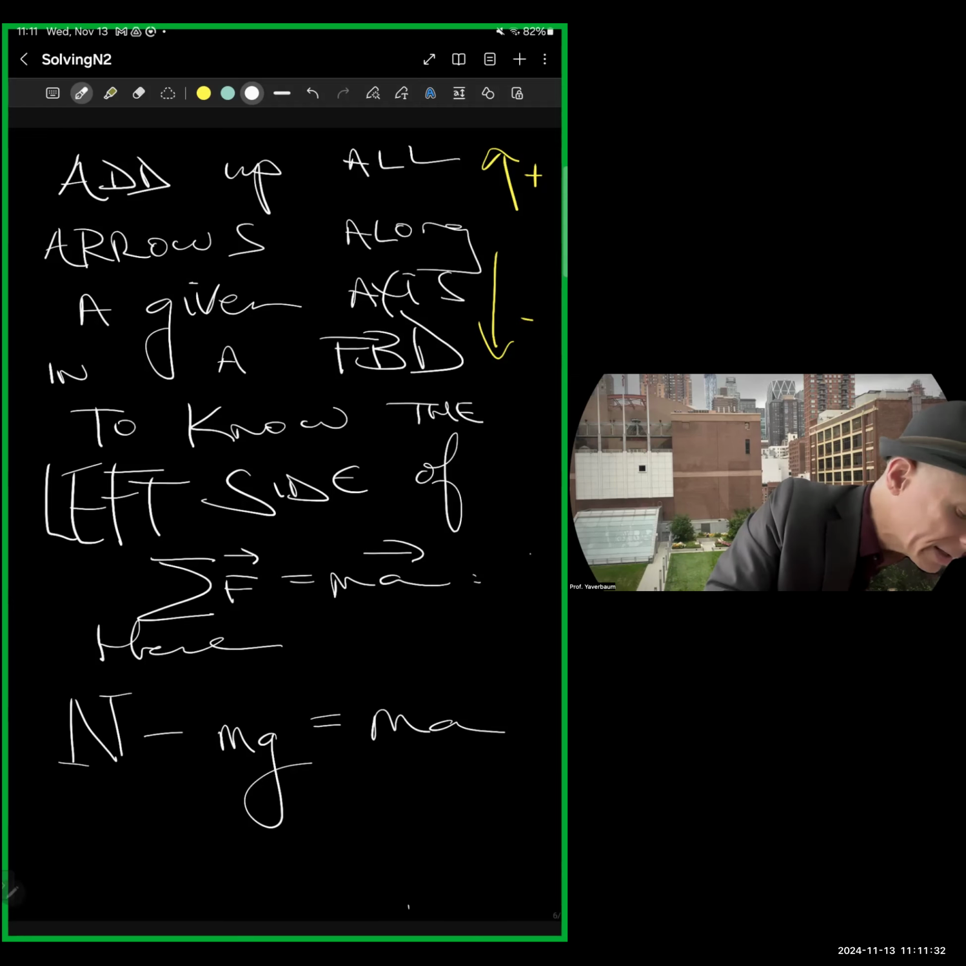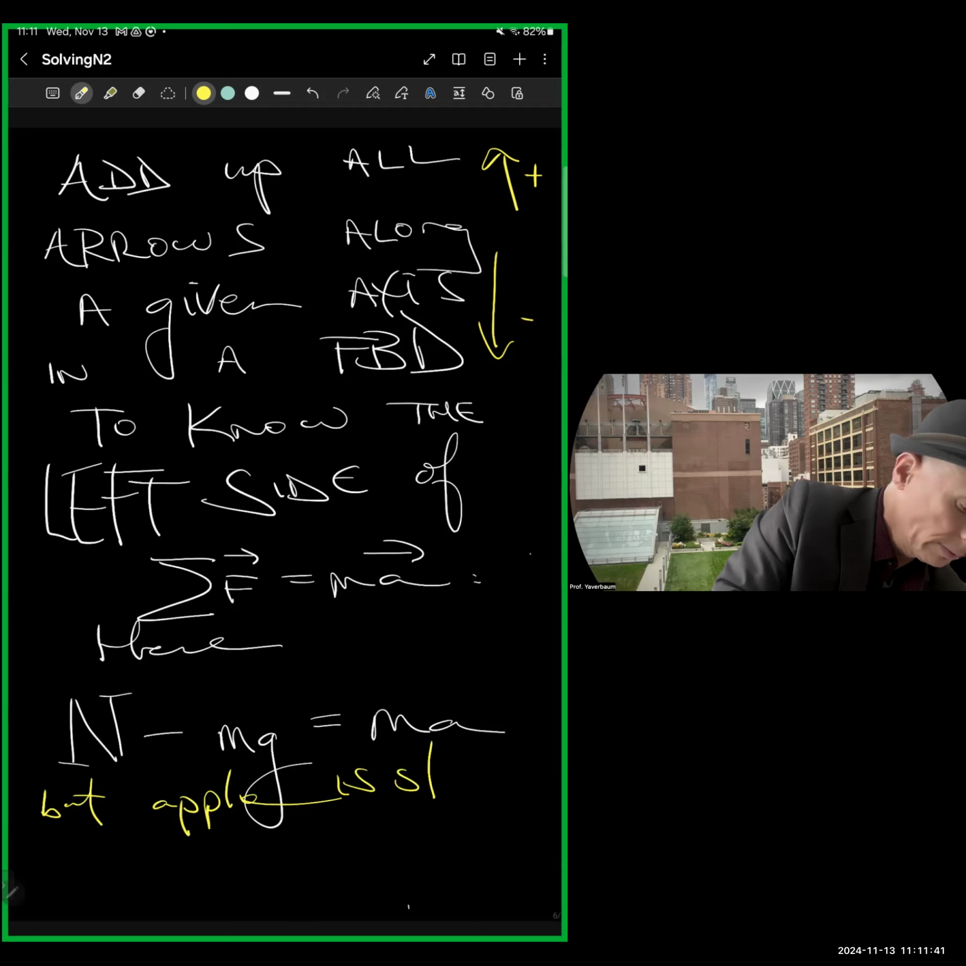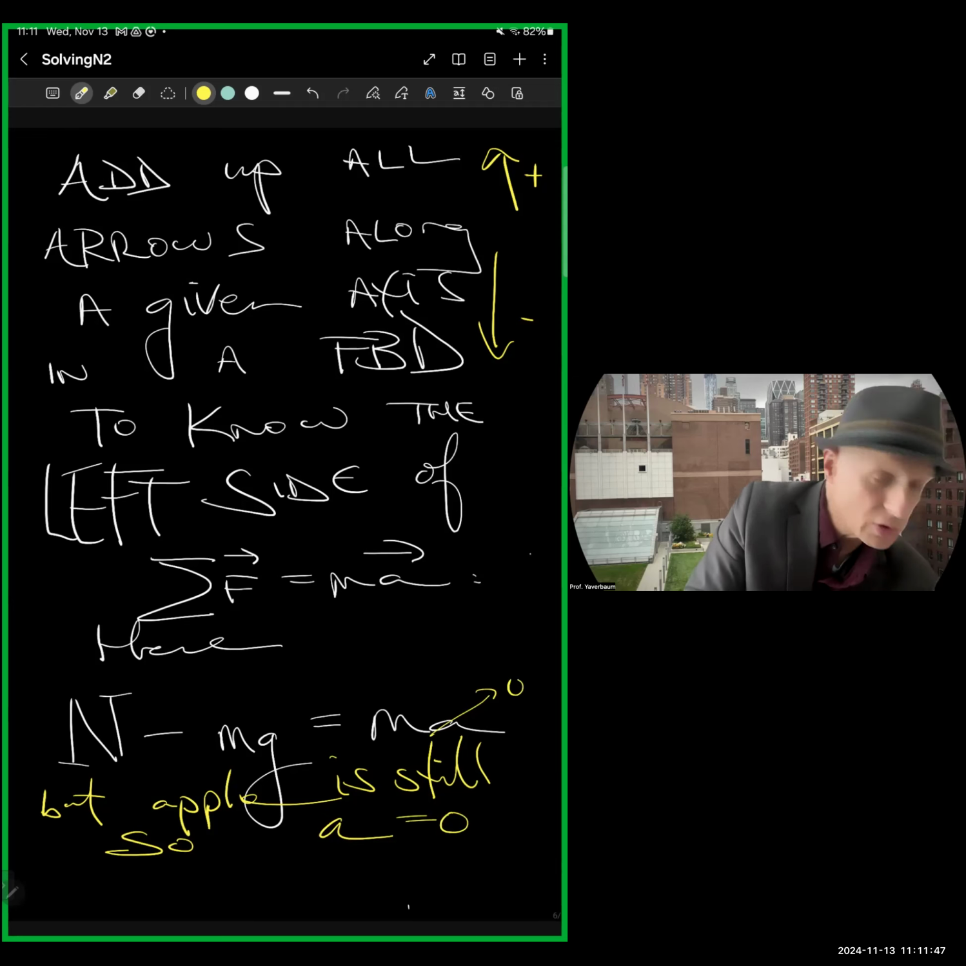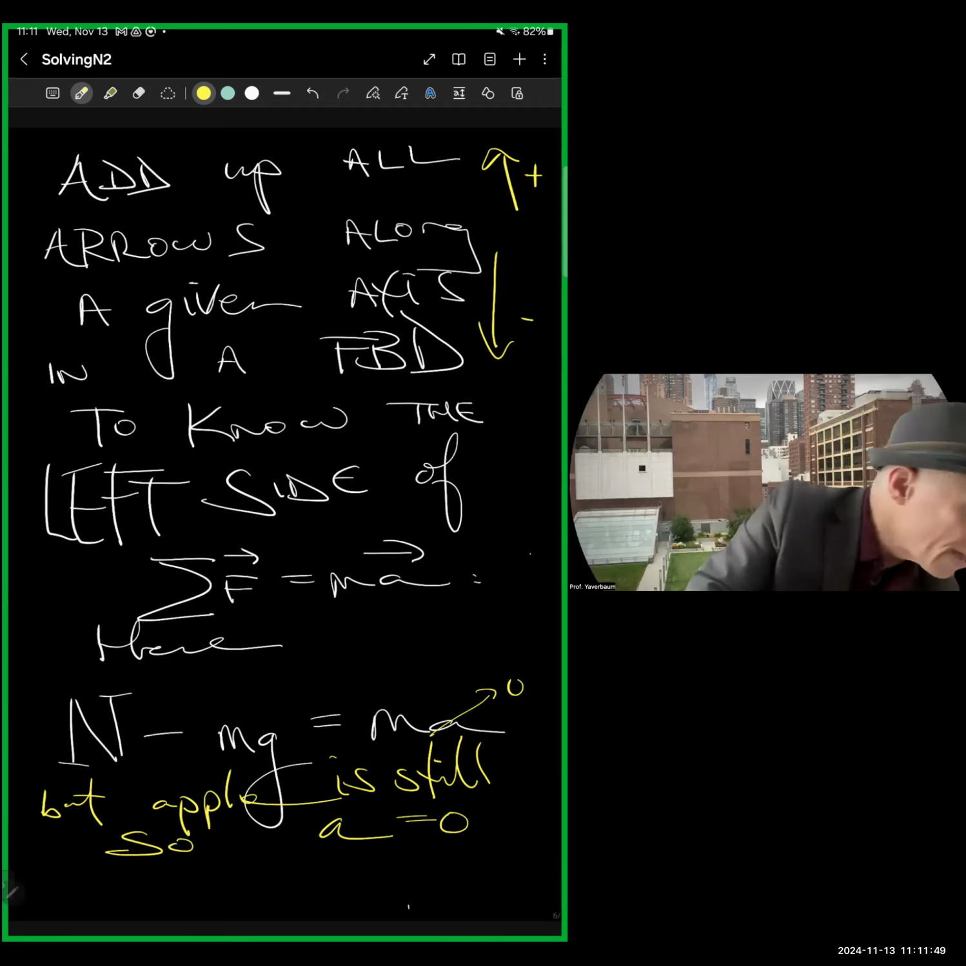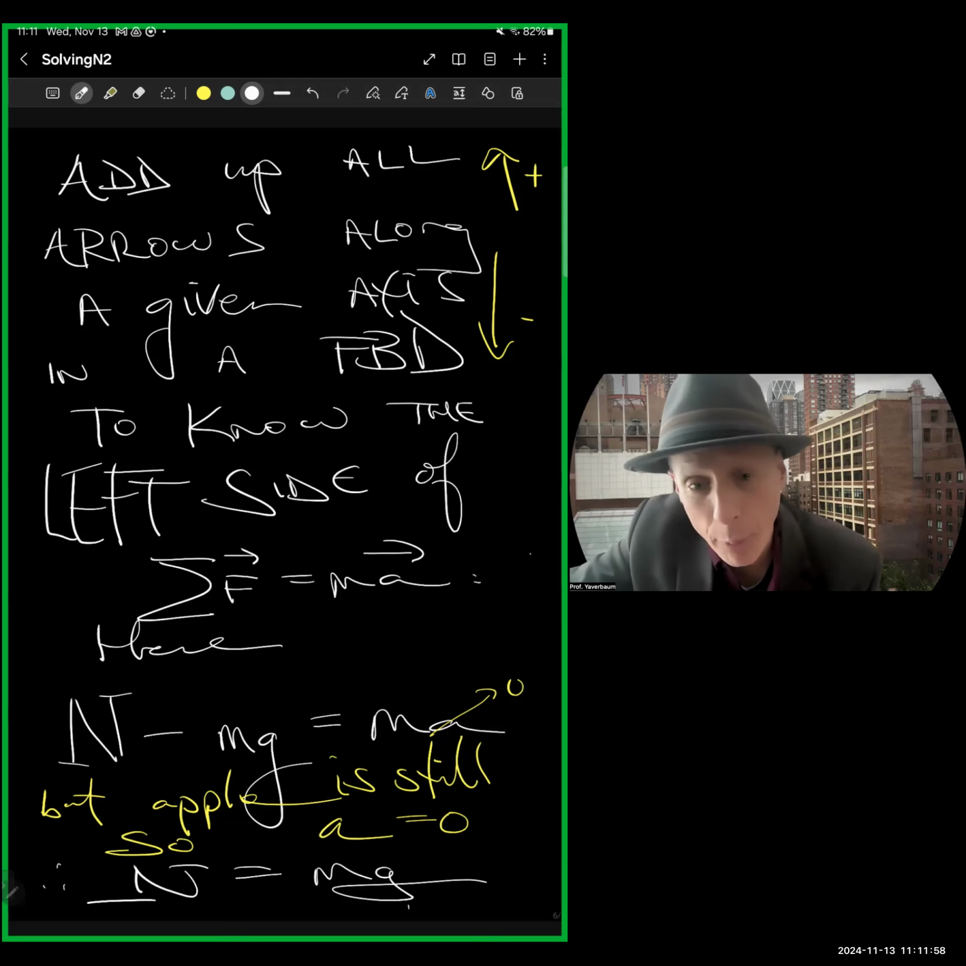But we know in this case that the apple is sitting still. So a equals 0, right? So the whole right side equals 0. Therefore, if that's true, the upward force of the table must be perfectly supporting the downward weight of the apple.